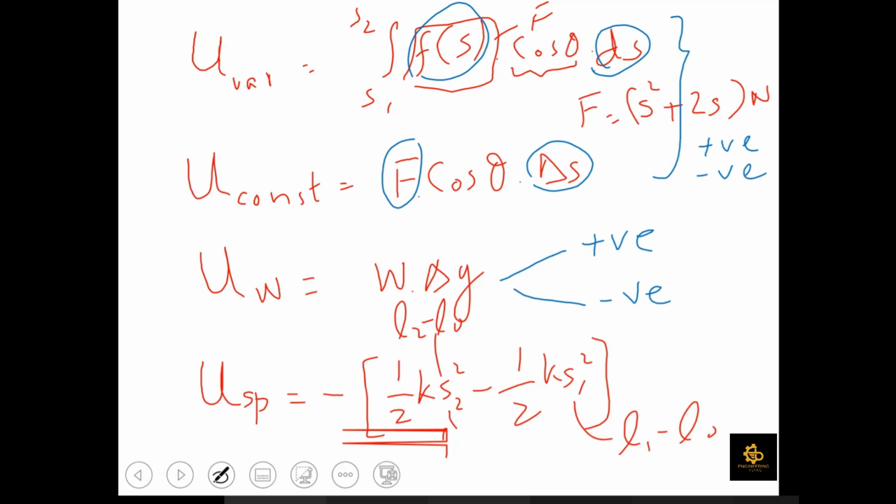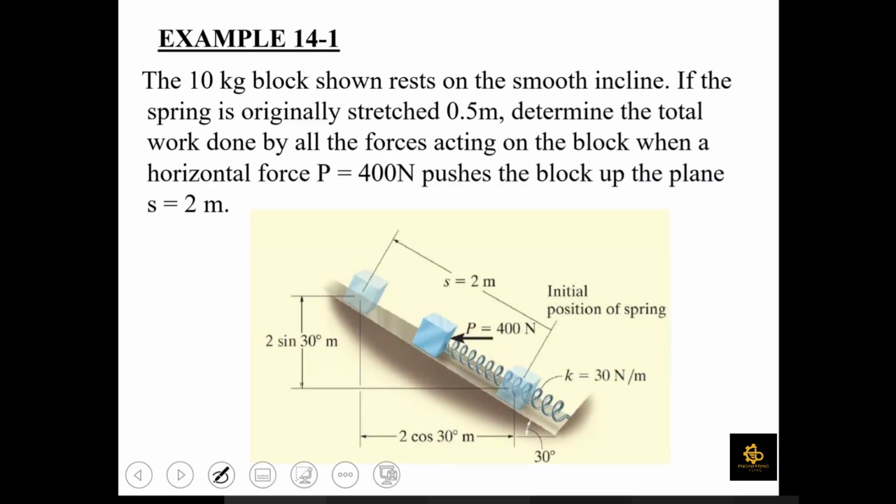So these are the four forces which we considered yesterday and we calculated the work done due to these four forces. Any query, I hope yesterday we addressed all the queries. So today we are going to move forward and solve one example, which is 14-1, in which all these forces are acting and we need to find the work done due to these forces. I hope that example 14-1 slide is visible to all of you.